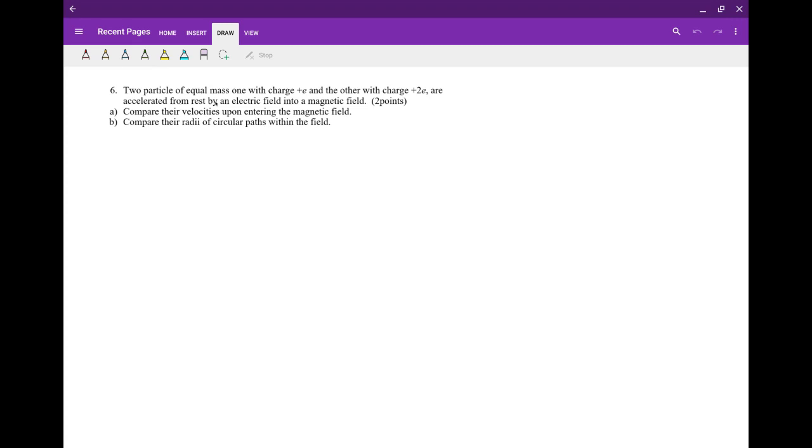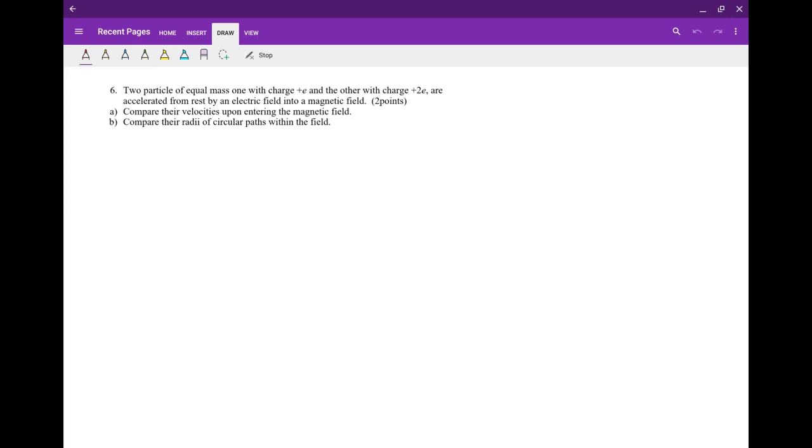Anyway, they're accelerated from rest by an electric field into a magnetic field. Okay? Compare their velocities upon entering the magnetic field and compare their radii of circular paths within the field. This is the magnetic field then, right? So if it's got a magnetic field, it's going to be having a circular path. We got to compare their velocities upon entering that magnetic field.